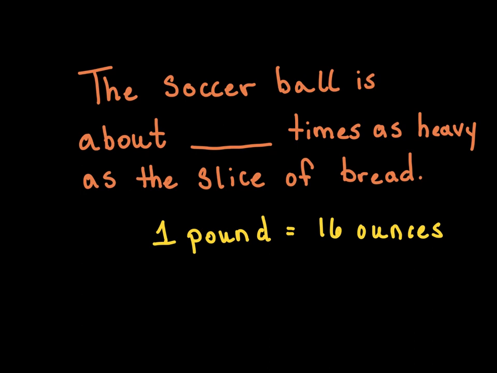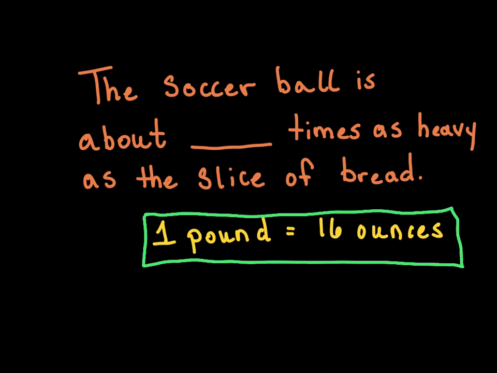Now this is the part that you need to remember. 1 pound is equal to 16 ounces. That's the conversion that you really always need to remember when it comes to ounces and pounds. In 1 pound, there are 16 ounces. So the soccer ball is about how many times as heavy as the slice of bread? And hopefully you're saying that it is 16 times as heavy as the slice of bread.